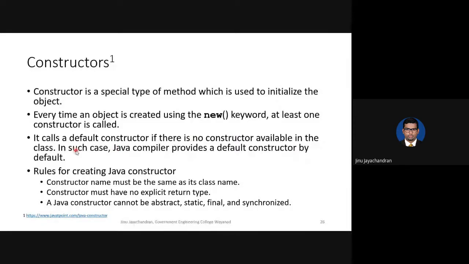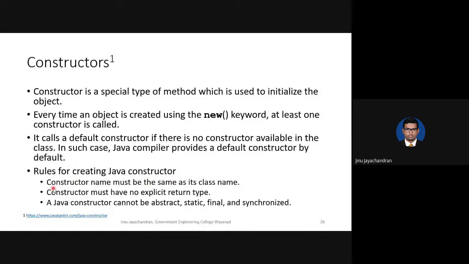So if you haven't defined a constructor, it calls something called a default constructor. Okay, the Java compiler will provide itself a constructor called the default constructor, and you should see that the default constructor that you see in C++ and in Java is different. We'll see that. Now, rules for creating constructor.